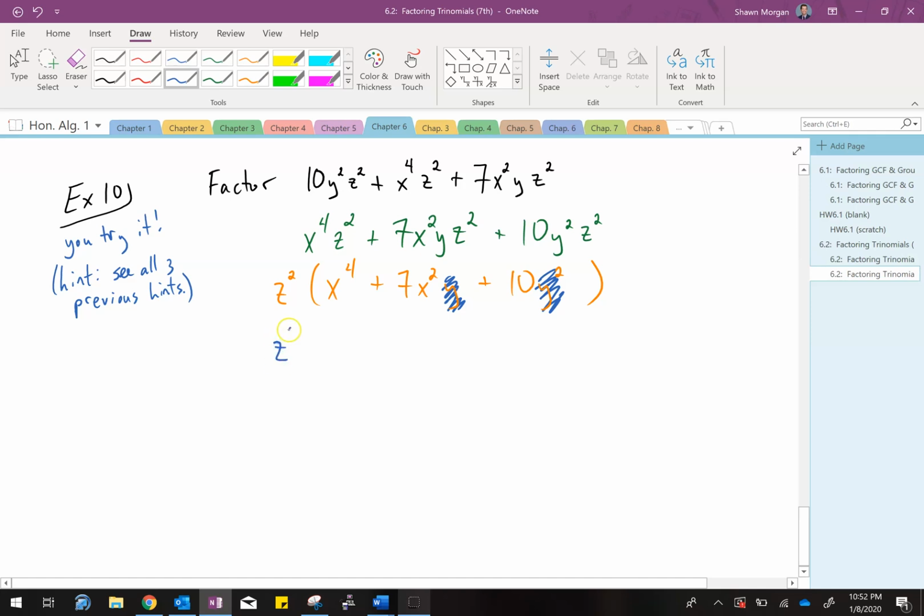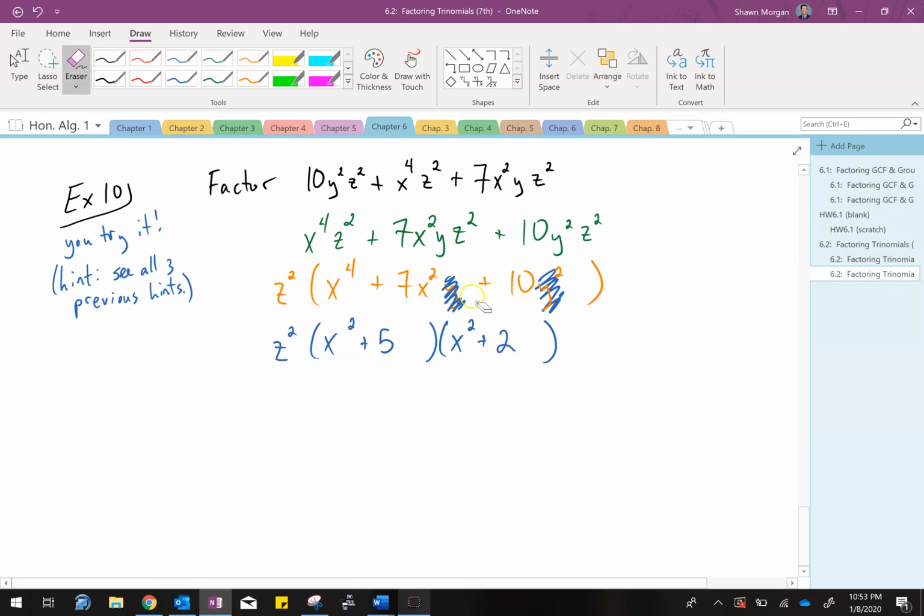So what do we have here? We've got x squared because of the x to the fourth. That's sort of an extra curveball on this one. x squared times x squared would give me x to the fourth if I did my first times my first in that FOIL process. And then let me look for two factors of 10 that add up to give me 7. Have you spotted them? They're going to be a 5 and a 2.